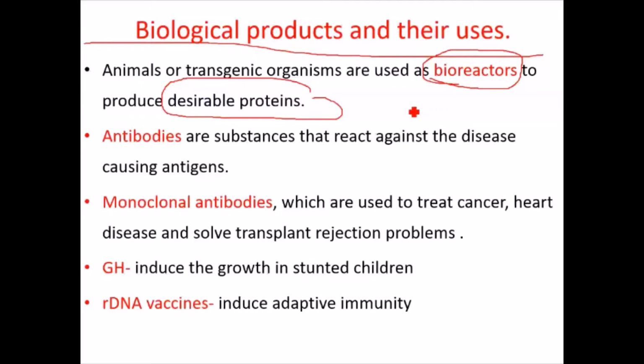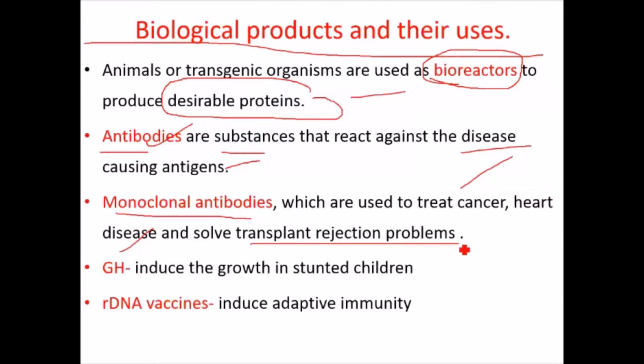Antibodies are substances, you know that already. Antibiotics are substances or metabolic products of one organism that react against the disease causing pathogen. So antibiotic is a therapeutic agent. It's a metabolic product of one microorganism used to inhibit the metabolic product of other microorganisms. So that's the use of antibiotics. Then monoclonal antibody is a biological product used to treat cancer and heart related diseases, as well as solve the transplantation problem, the rejection problem. Transplant rejection problem is also solved by monoclonal antibody.